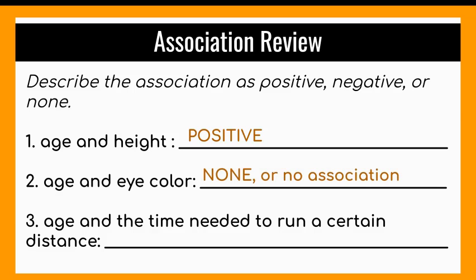Age and the time needed to run a certain distance. Okay, well, as your age increases, the time needed to run a certain distance decreases. So, as you get stronger and your muscles develop, when you get older, your speed will increase. So the time's going to go down. So it's going to be a negative association.